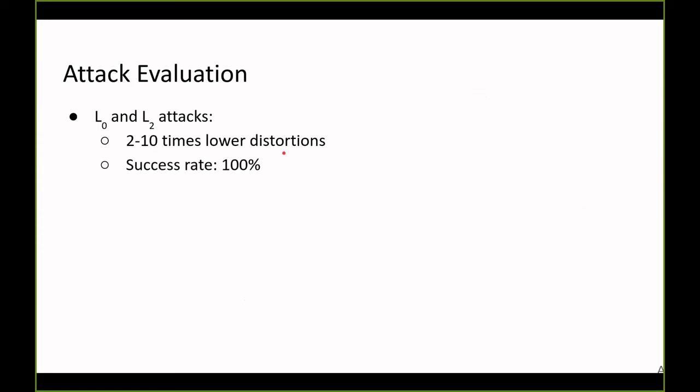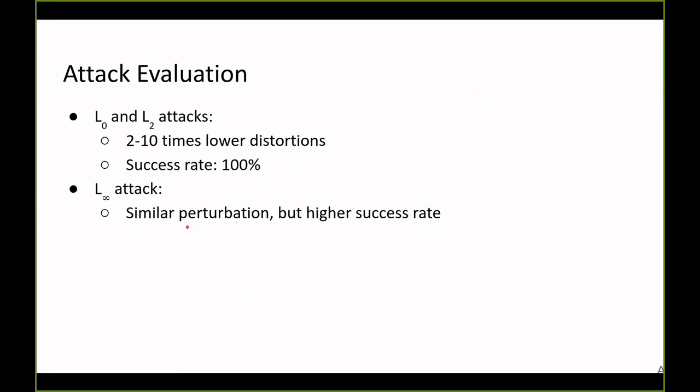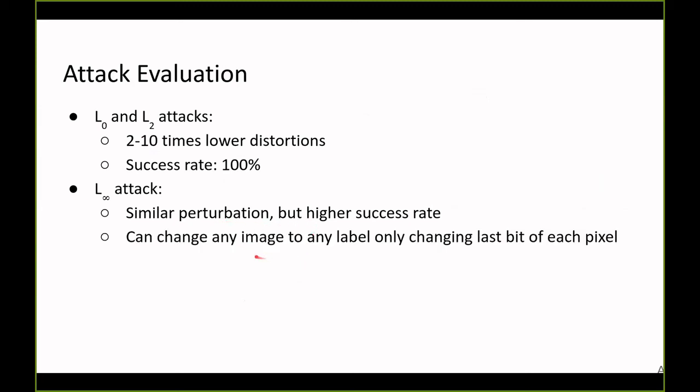And now moving on to evaluating their attacks. Firstly, they compared the L0 and L2 attacks, and they required 2 to 10 times lower distortion compared to previous attacks. The success rate is also 100%. In the case of L infinity, the perturbation they required is similar to previous attacks, but they have a higher success rate. They also claim that for ImageNet with the Inception V3 model, they can change any image to any label just by changing the last bit of each pixel.